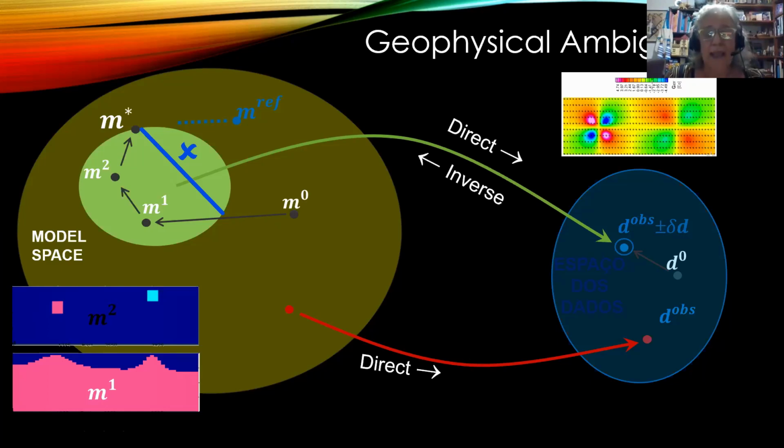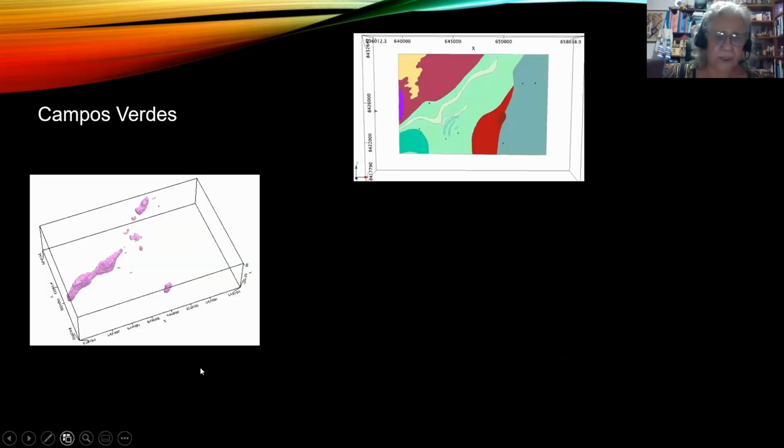So it is useful to have unconstrained inversions, but if you have other data that can be used as constraints, you have a more real model, because in reality you will find a model, but you won't know if this is the truth model.